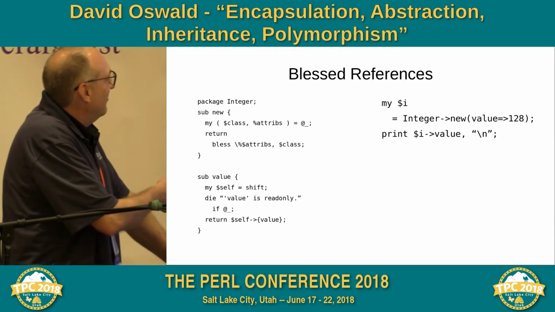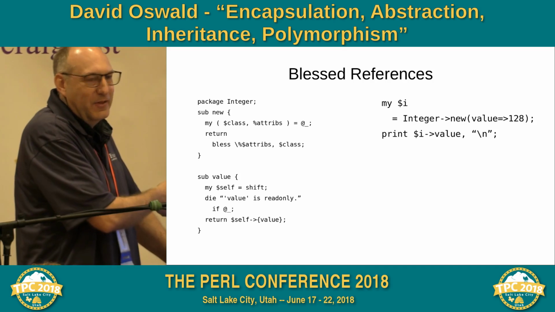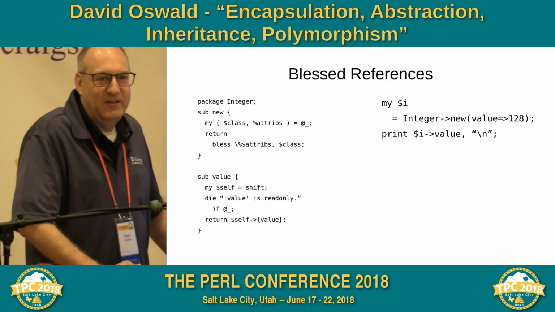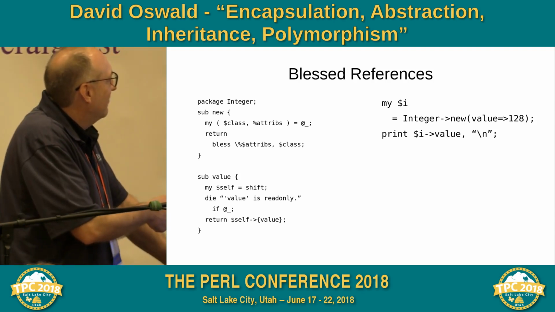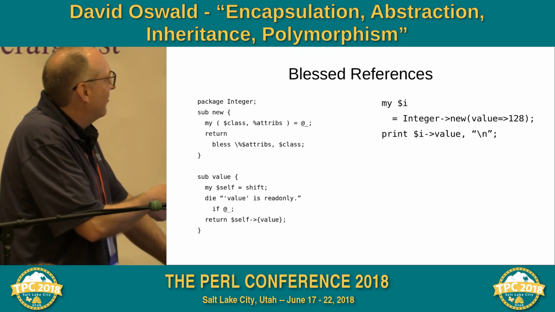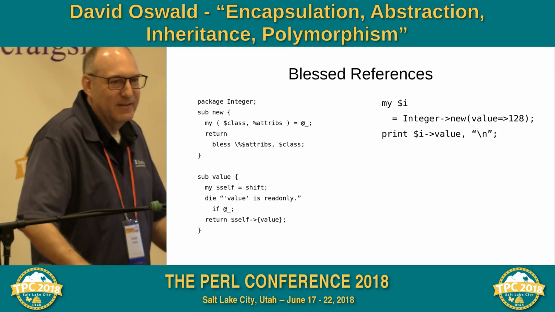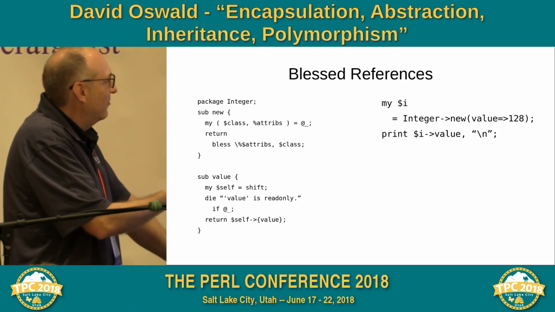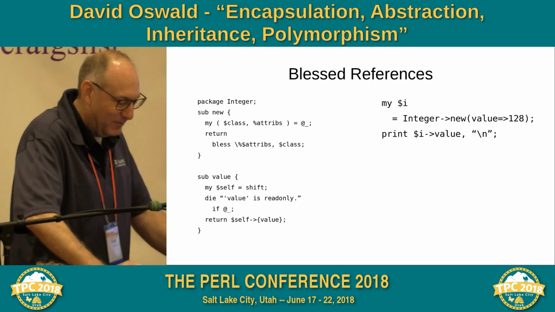In Perl's object system, you have to create a constructor, and new is not special in any way other than by convention. In a class like DBI, we would use connect instead of new. And then we essentially bless a class, which is just a name, or bless a hash ref into a class, right? And then we have methods that we can call on it, and so we can say Integer new with a value of 128, and we can print that value. So that's Perl's object system in a nutshell.